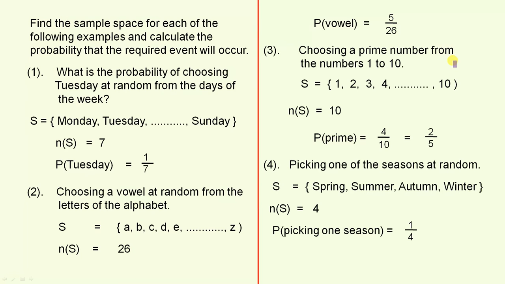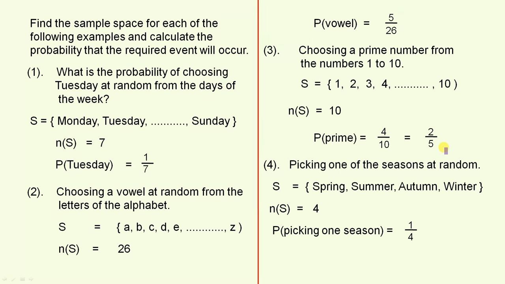Choosing a prime number from the numbers 1 to 10. The sample space are the numbers from 1 to 10. So the number of possibilities is 10, but the probability of choosing a prime is 4 out of 10 because there are 4 prime numbers out of the 10. Remember, in a previous video, we saw that 1 is not a prime number. So the prime numbers are 2, 3, 5 and 7. That's why you have 4 out of 10, and that can be simplified to 2 out of 5.